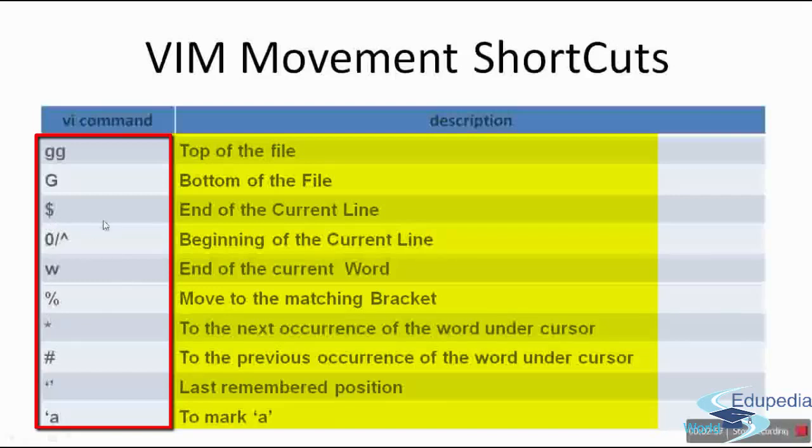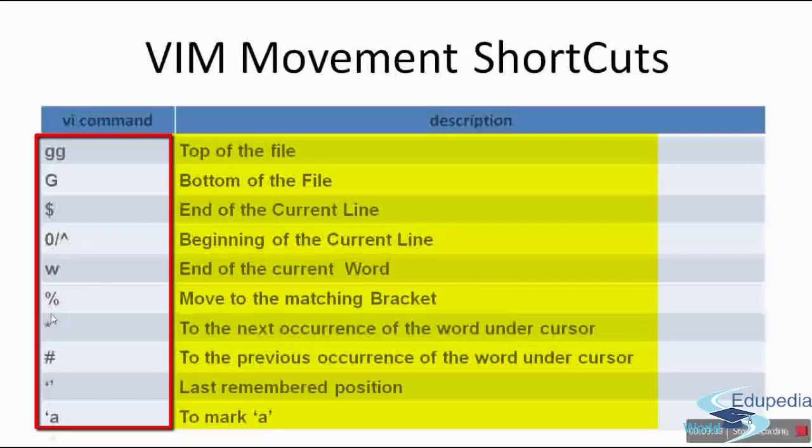Similarly, dollar is the shortcut to take you to the end of the current line, and these both correspond to the end and the home key. So either you can use your end and the home key also for this purpose. Home will take you to the beginning of the current line and end will take you to the end of the current line. Similarly, you can also use dollar and 0 or caption. Okay, then there is a key small w, which will take you to the end of the current word. Whatever word is there below the cursor at this point of time, pressing W will take you to the end of the current word.